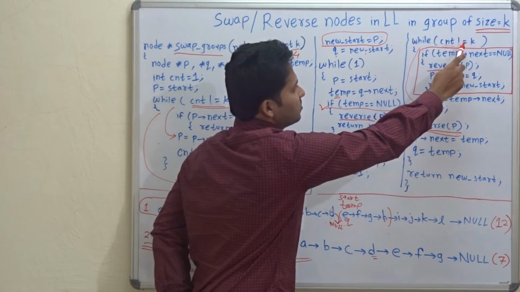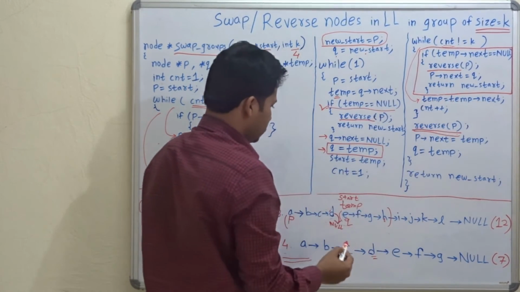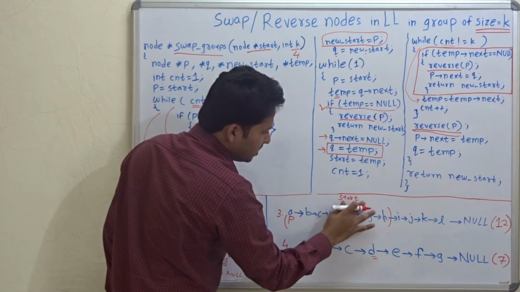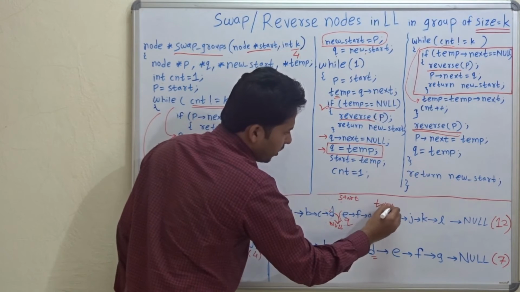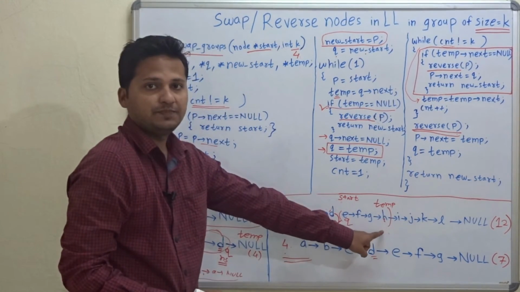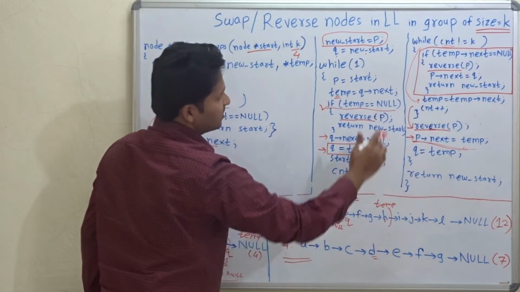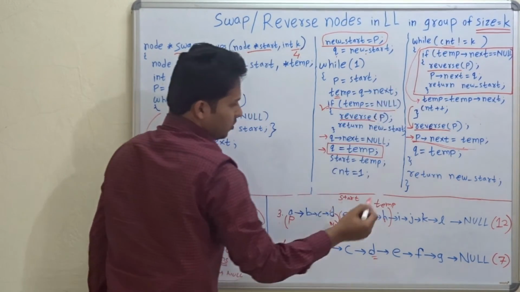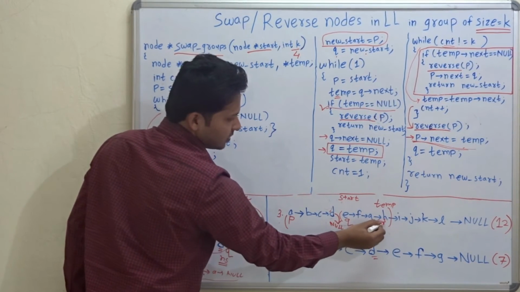So while counter is not equal to k, temp is equal to temp points next. So our temp will reach to the fourth node. Now temp will point to H. Now we will come out of the while loop because CNT will become equal to 4 after we trace all the 4 nodes in this group.